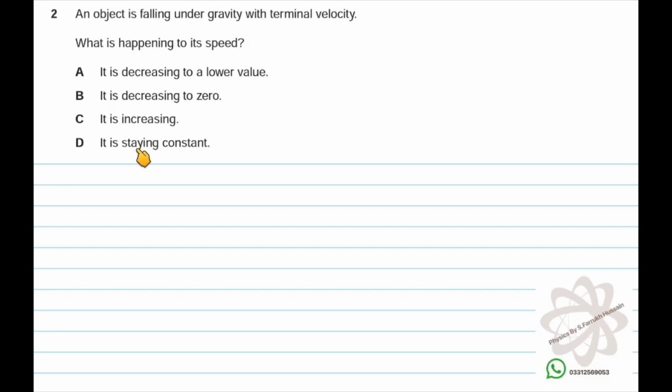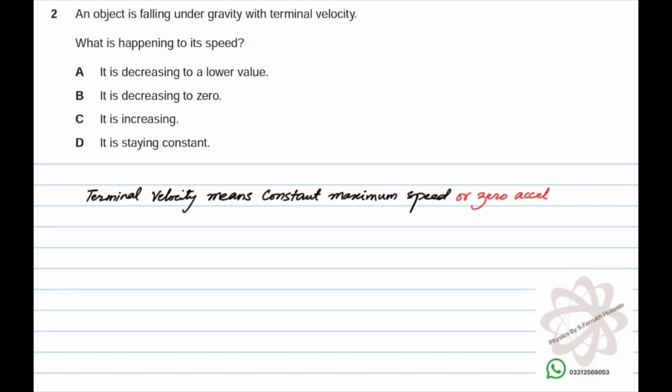So option D is correct, because the object is falling with terminal velocity, and terminal velocity means constant or maximum speed or 0 acceleration. So it is D in this case. Now moving on to the next question.